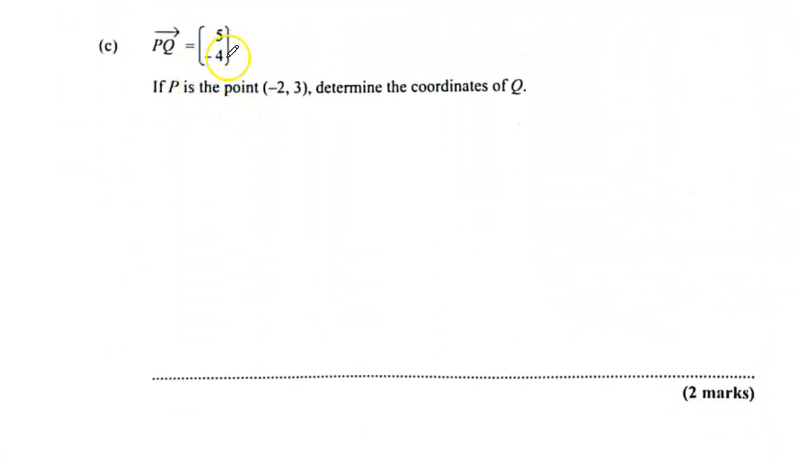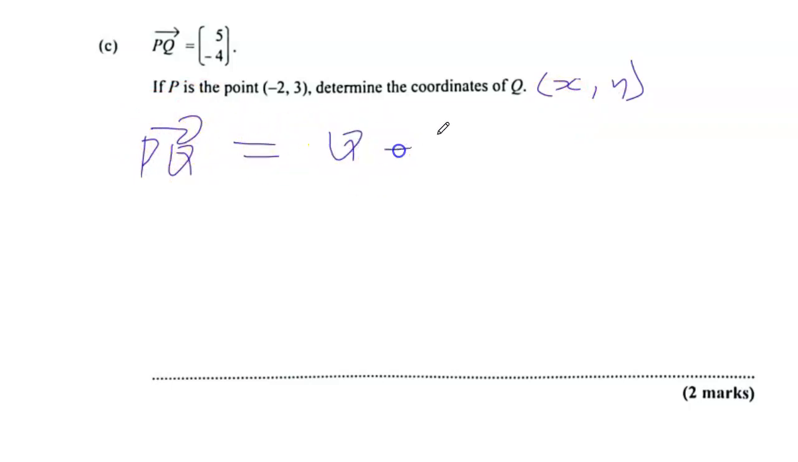Next, the vector PQ is (5, -4). If the point P is (-2, 3), determine the coordinates of Q. I'm going to call the coordinates of Q (x, y). So we know the vector PQ is equal to Q minus P. PQ, we know, is (5, -4).